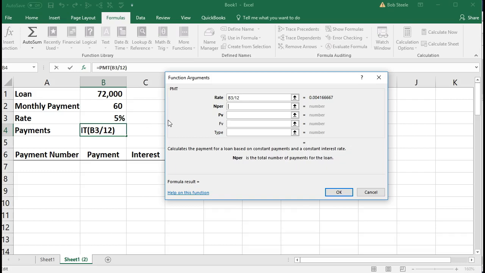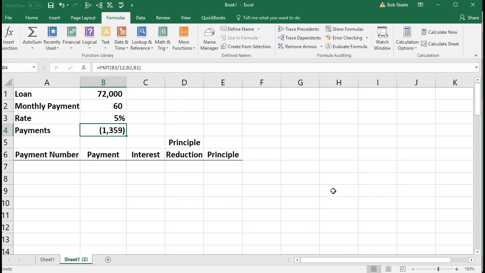This is going to be the number of periods, number of payments. And we're going to say that that's going to be the 60. It's going to be 5 years times 12 months, which is 60 payments. And then we're going to say the present value is what we have right now, the 72,000, and enter. And it gives us our amount. I want to see it as a positive number rather than a negative number. It puts a negative because it is a payment.